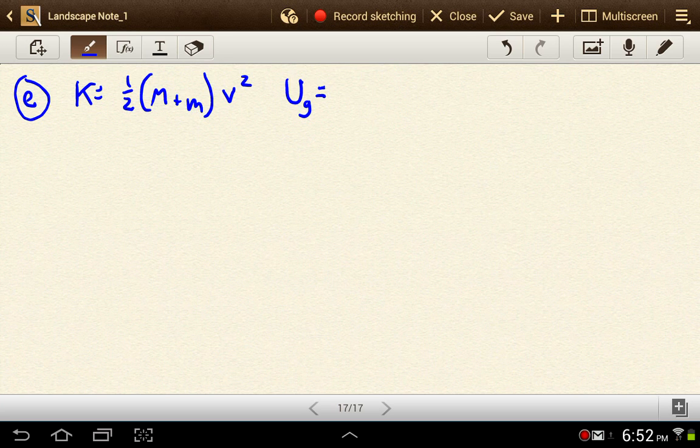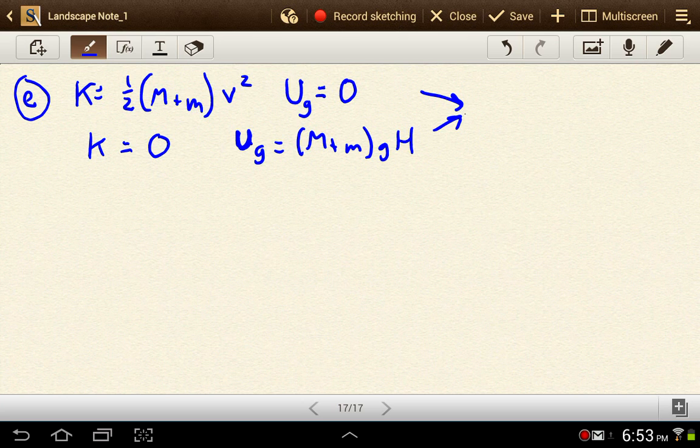So initial potential energy is 0, and then at the top of the far side bank, kinetic energy would be 0, and UG is going to be big M plus little m times g h. Okay, so then all we need is to set the sum of these equal, through an energy balance. Oh guys, I am tired, sorry. This is going to be little h.